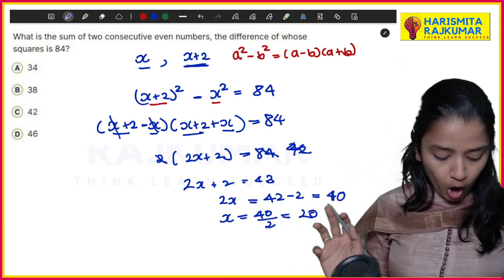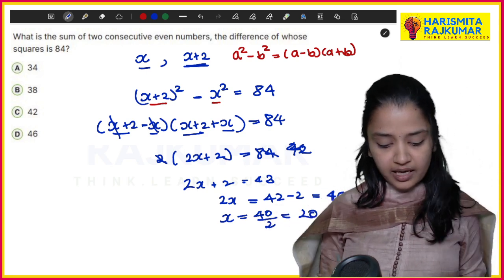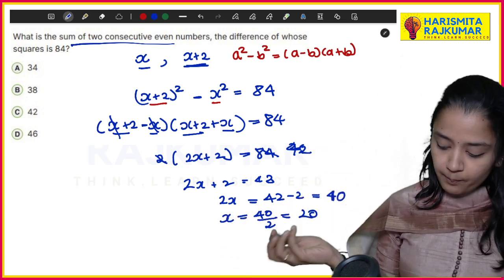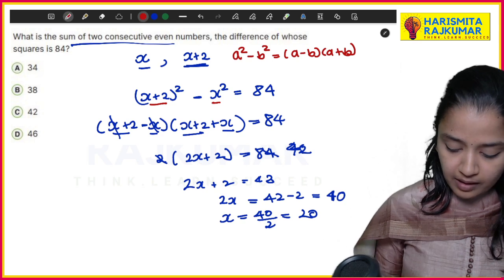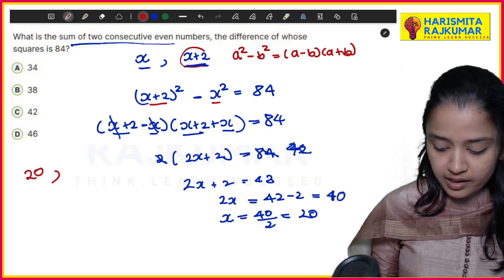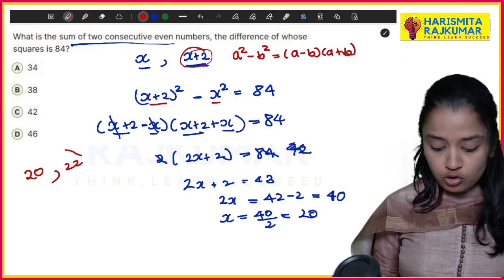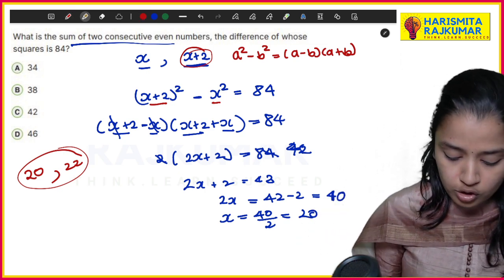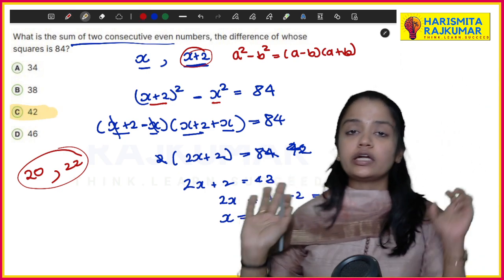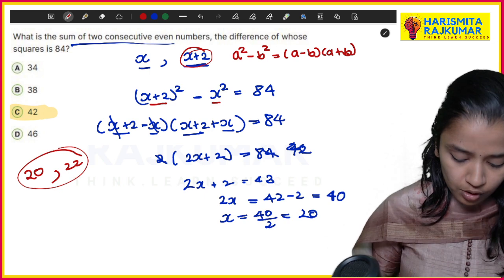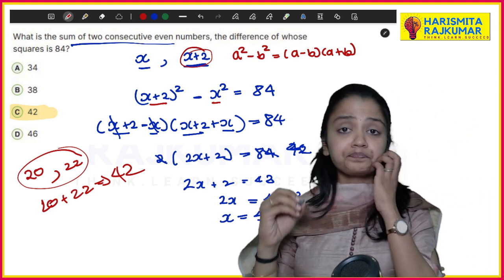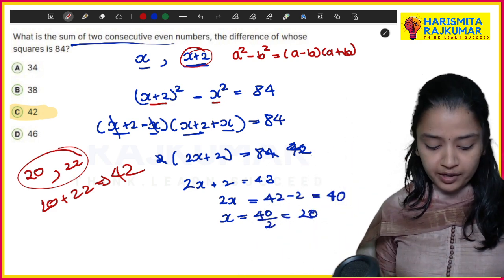So now what are they asking? They are asking the sum of two consecutive even numbers. So one consecutive even number is 20, the other one is 20 plus 2, which is 22. This sum only they are asking. So this sum is nothing but 42. How am I getting 42? 20 plus 22, which I'm getting as 42. So I hope you understood this sum.